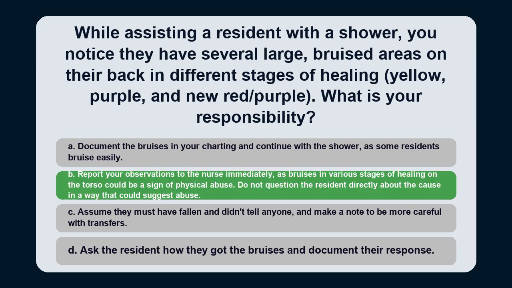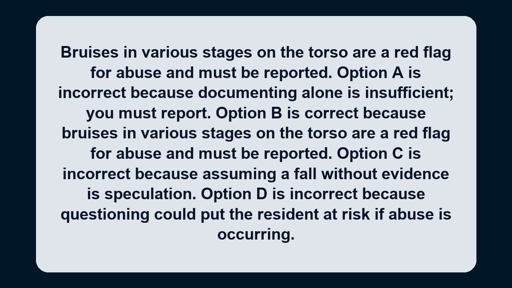The answer is B. Bruises in various stages on the torso are a red flag for abuse and must be reported. Option A is incorrect because documenting alone is insufficient. You must report. Option B is correct because bruises in various stages on the torso are a red flag for abuse and must be reported. Option C is incorrect because assuming a fall without evidence is speculation. Option D is incorrect because questioning could put the resident at risk if abuse is occurring.